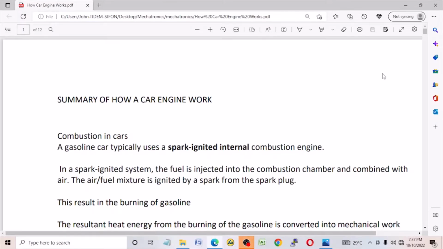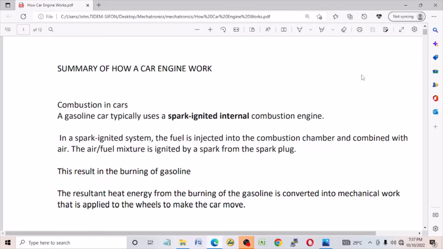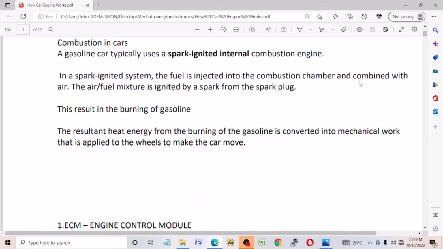Before we look at how to diagnose faults in a car, it's important that we understand how the car engine works. So the first thing we look at is combustion in cars. A gasoline car typically uses a spark-ignited internal combustion engine. In a spark-ignited system, the fuel is injected into the combustion chamber and combined with air. The air-fuel mixture is ignited by a spark from the spark plug. This results in the burning of gasoline. The resultant heat energy from the burning of gasoline is converted into mechanical work that is applied to the wheels to make the car move.